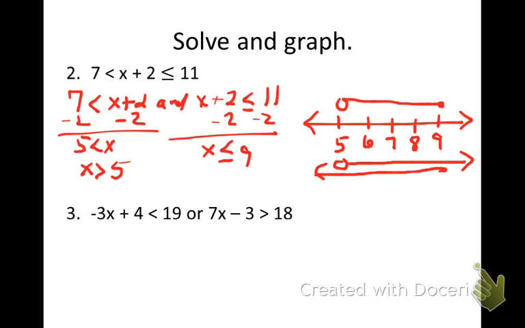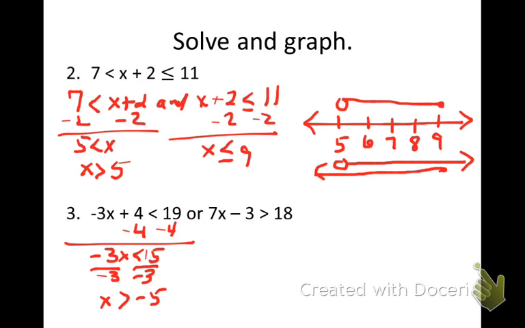Okay, here we have an OR to solve. So we start the same way, it's just the graphing that's different. So we're going to subtract 4 from each side and get negative 3x is less than 15. Divide by negative 3, and here we got to remember, anytime we multiply or divide by a negative, we reverse our inequality. So it's going to become greater than negative 5.